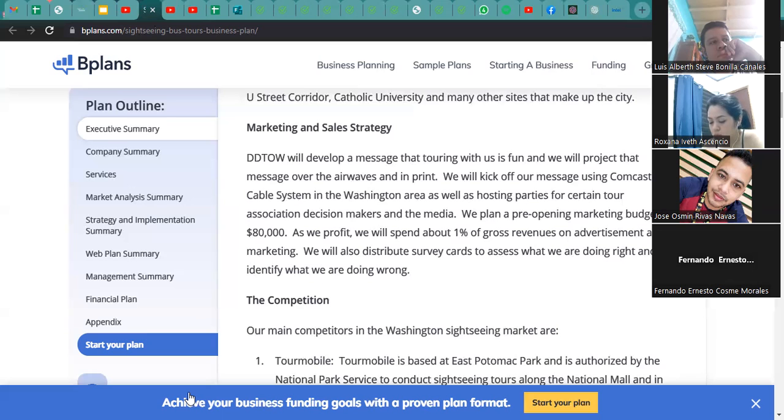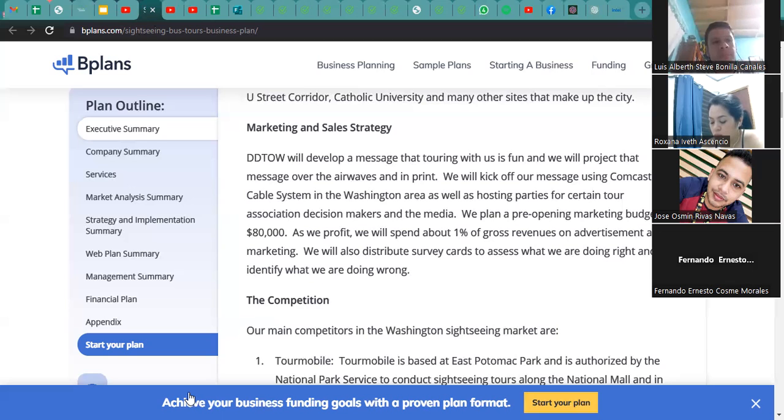And it says that they will kick off, that means that they will start, they will launch. Yes. Using Comcast cable system, so it's going to be on TV, right? Comcast is actually a company from TV, and well, not only TV, but also other things. But the cable, you know, that is going to be about that. So they are going to build some TV announcements, so everybody knows about that. And it says they will also host some parties for certain tour association decision makers and the media. So everybody says, oh, that company is good.